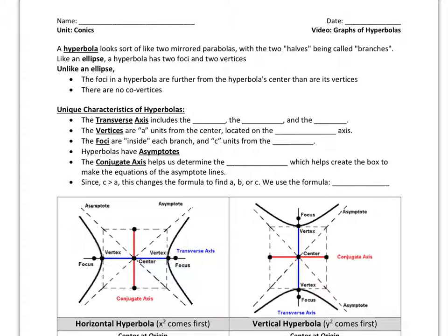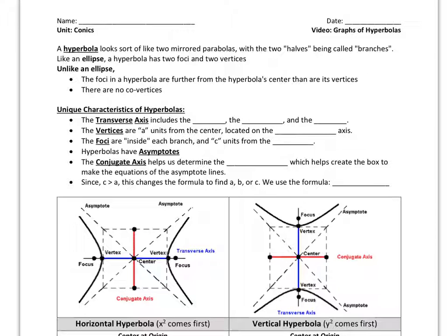Now, like an ellipse, a hyperbola has two foci and two vertices. So these two things are called the vertices, where the branches begin. And then we have the foci, which this time are actually a little bit further from the center than the vertices are. This is unlike an ellipse. And there are no co-vertices here. Okay? Now we have some unique characteristics of hyperbolas.